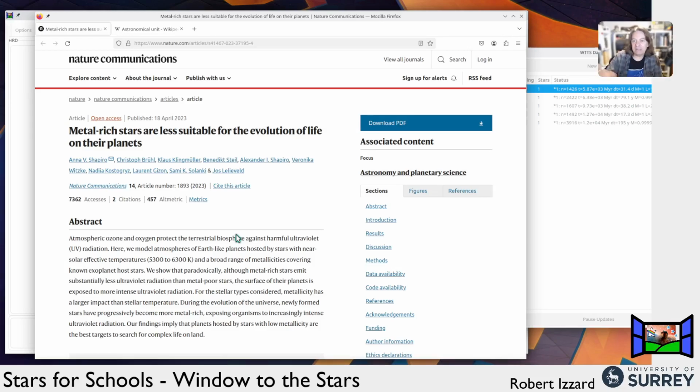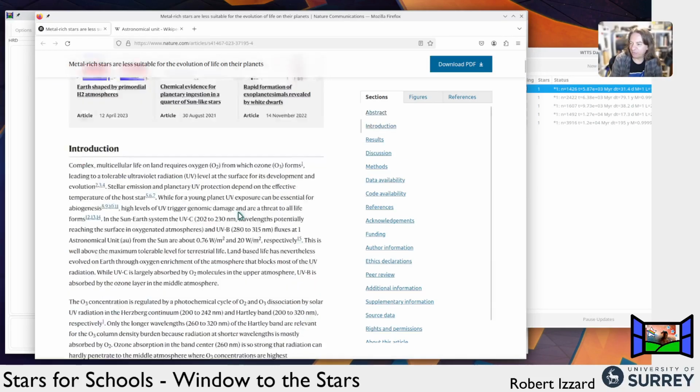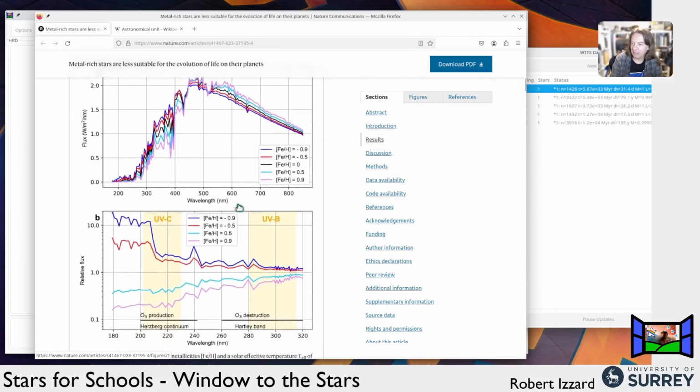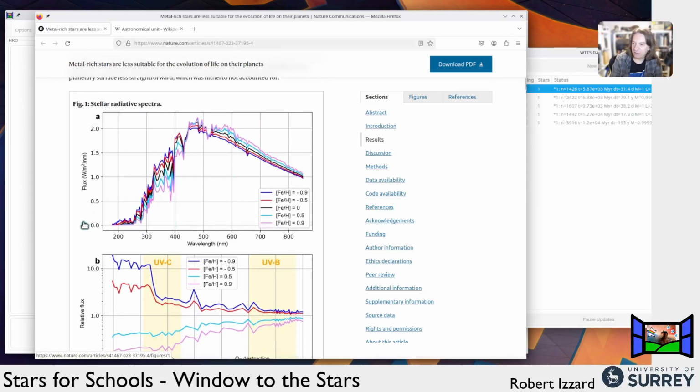And the reason is, they have a wonderful diagram a bit further down. I can show you. So in this diagram here, you can see the flux. That's essentially the power per unit area hitting the Earth as a function of wavelength for different metal contents. So 0 here is the sun. A positive value is more metal, so that would be stars that are cooler. And the negative is for less metal, which we thought should have more ultraviolet.